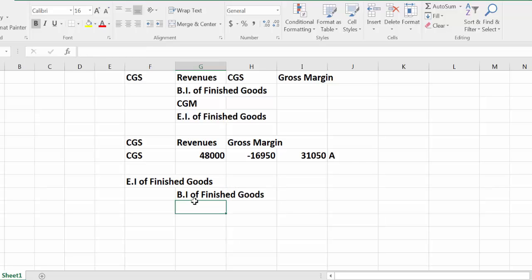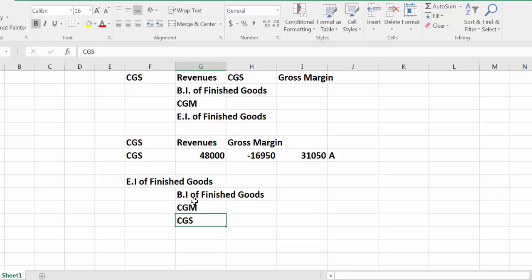That's one thing. Second thing is you have cost of goods manufactured. Then if you subtract ending inventory of finished goods, you get CGS, or you subtract CGS to figure out ending inventory of finished goods. So either way, I'm going to put CGS here.